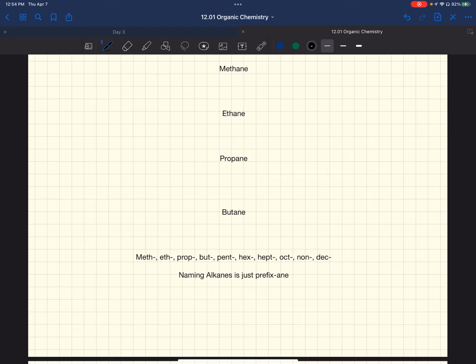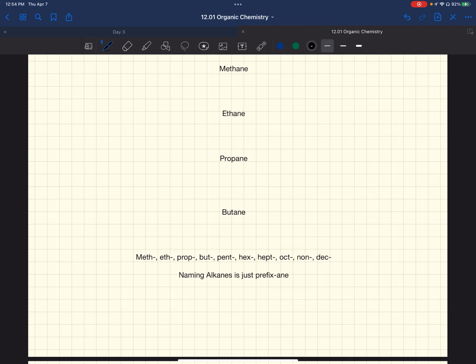We're going to start our unit on organic chemistry by learning how to name compounds. And honestly, a lot of organic chemistry at this level is naming organic compounds. So we're going to spend a lot of time naming things. We'll talk a little bit about reactions, but that's as far as we're going to get this year.